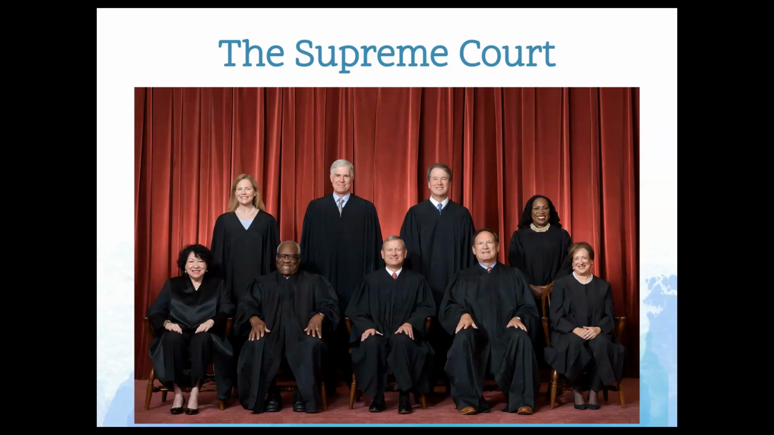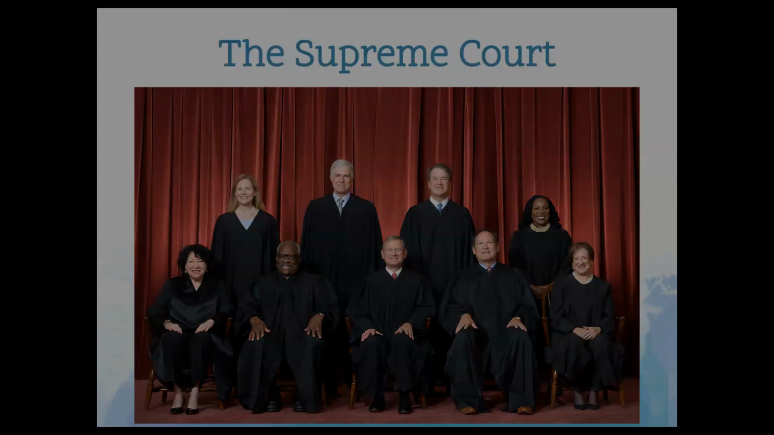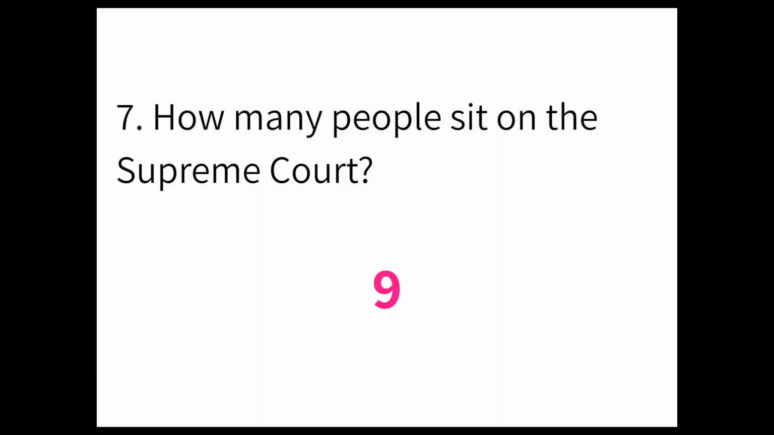Here is a picture of our current Supreme Court of the United States. Right now, we have 6 more conservative justices and then 3 more liberal justices. I think it's important to reiterate that at the SCOTUS level, again, SCOTUS standing for Supreme Court of the United States, we call them justices, not judges. This is the only place where we use the term justice rather than judge. Right now, there are 9 people sitting on the Supreme Court.